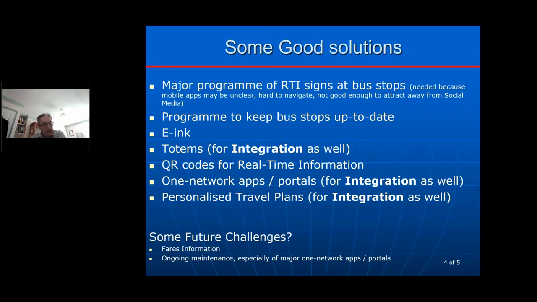But what are the future challenges? Well, I would say ongoing maintenance, especially of those major one network apps and portals, is going to be a significant challenge. And fares information, or lack of integrated fares information, consistent, coherent fares information, particularly between operators, is an issue that BSIPs address. Once you get that information, you have to be able to include it easily in apps.